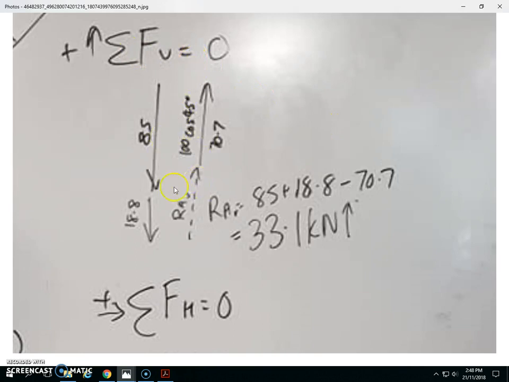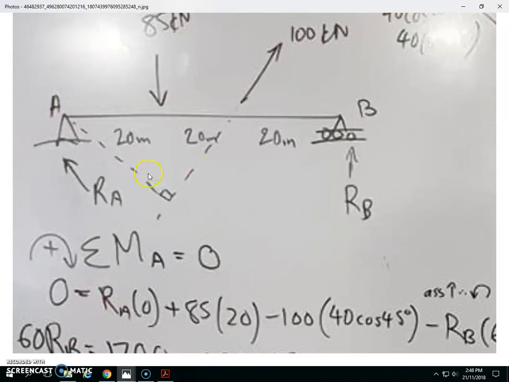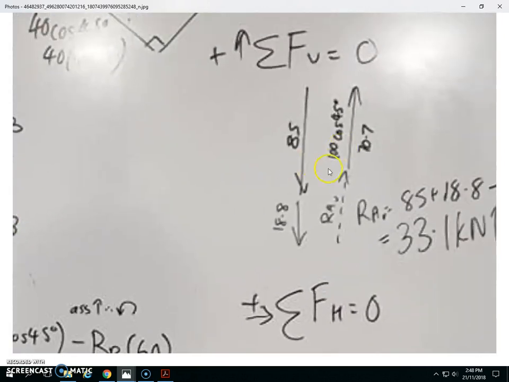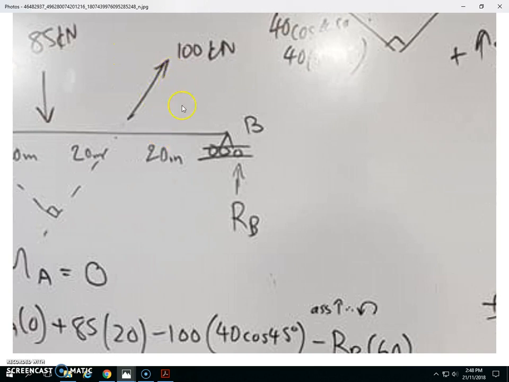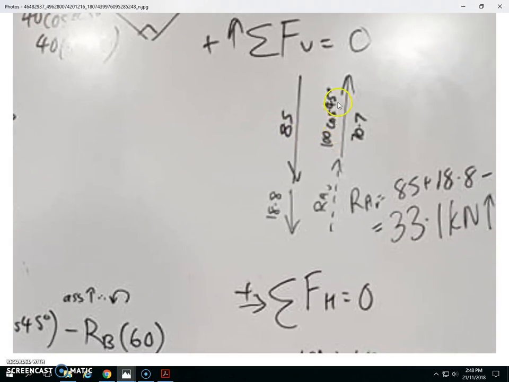We've got 4 vertical forces. Let's look at our 4 vertical forces. Well, we have RA vertical, we have 85, we have the vertical component of this 100, and we have RB. There we have 4 vertical forces. Now what I've said is that the vertical component of that is 100 sine 45 or 100 cos 45, which, like I said, I know in my head is 70.7, and that's accurate enough for my numbers.